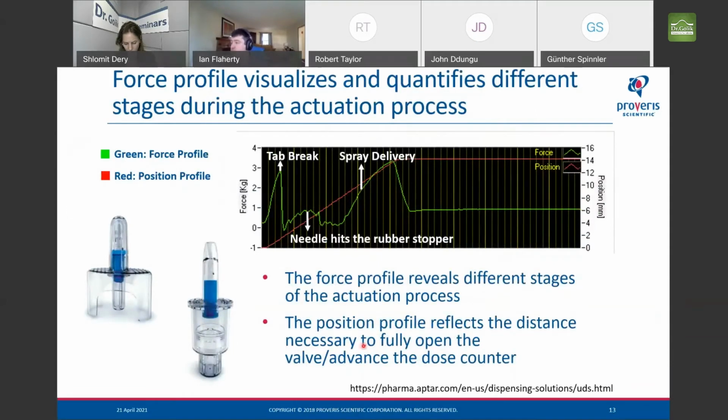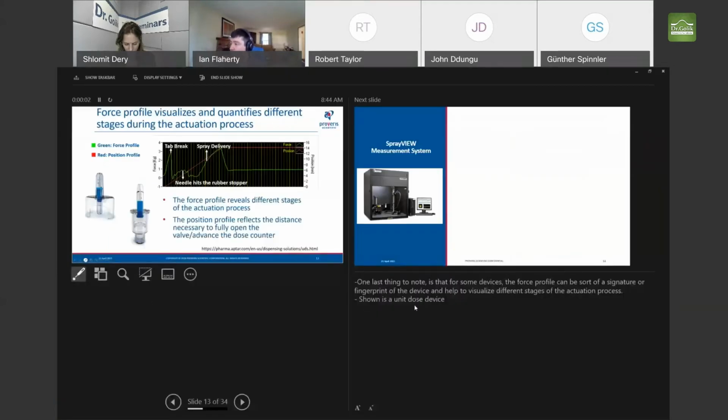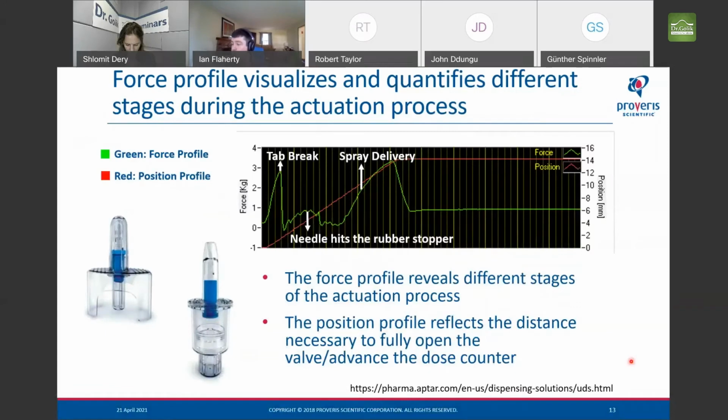Just another thing to point out is the force profile itself. It can be a sort of signature or like a fingerprint for the device to help you visualize different parts of the actuation process, particularly with some complex devices. So recently there's been definitely a lot of popularity in what are called unit dose devices. And that's an example of one on the left here, basically designed to hold only one dose so that when it's administered, the device is thrown away.